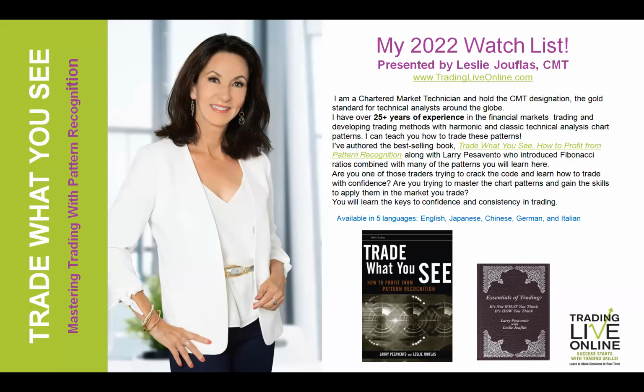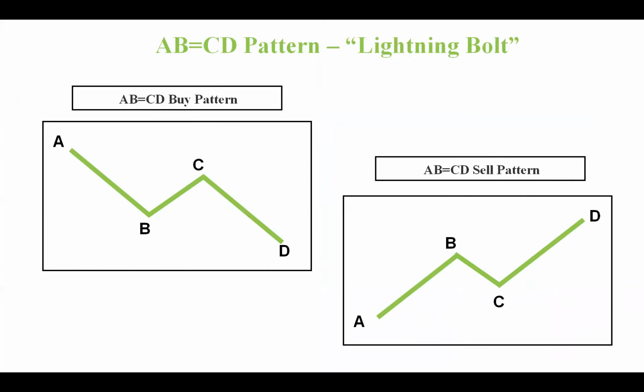First of all, we're going to do a quick overview of the ABCD pattern. So if you don't know this, you'll at least have an idea of what we're going to be looking at on the charts. Over on the left, this is the ABCD buy pattern. This is really a lightning bolt shape to the pattern. And then on the right side is the AB equals CD sell pattern. Notice the buy pattern is coming down. You're buying as the market is descending, and in the ABCD sell pattern, you're selling as the market is climbing.